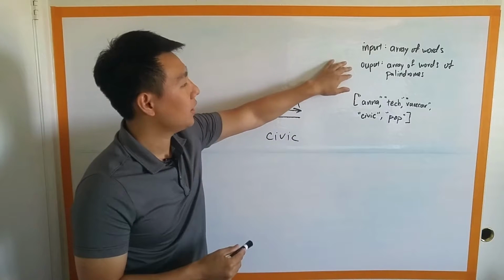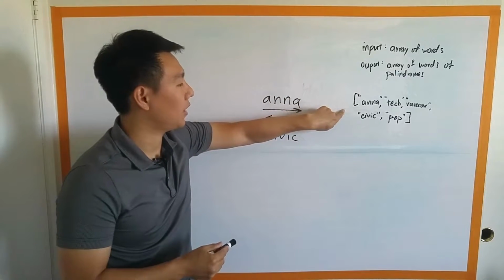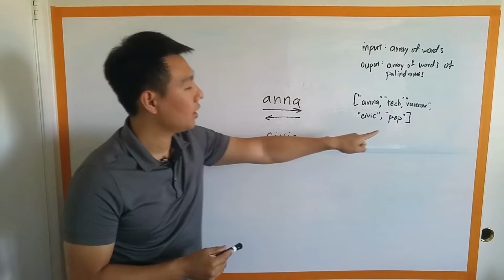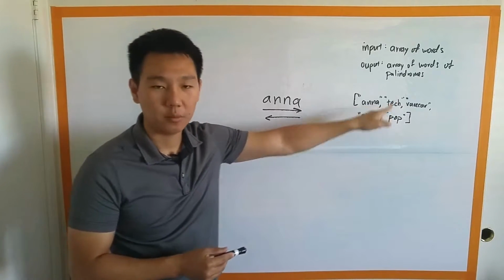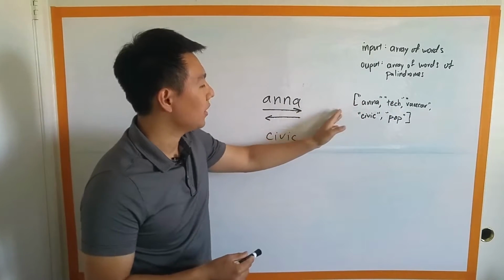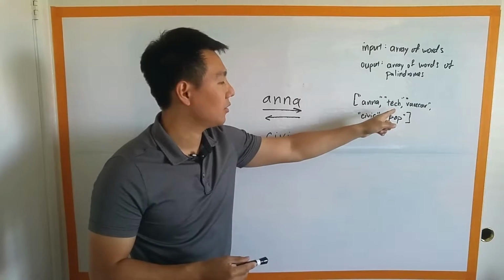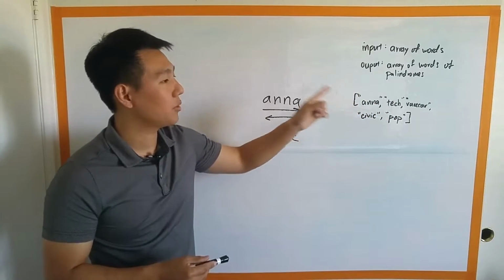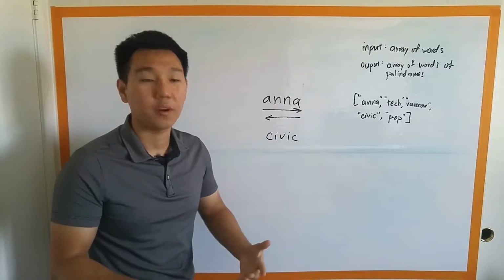And our output simply wants us to go through something like this and take out any words that are not palindromes, which in this case, tech. That is not a palindrome, so our output would just be this whole array minus tech. But for this problem, we're not going to mutate it. We're going to create a separate array.